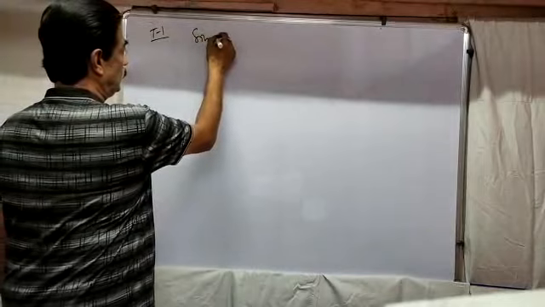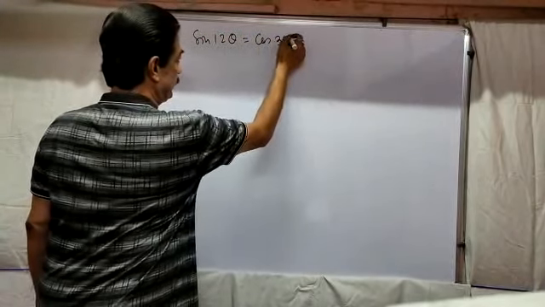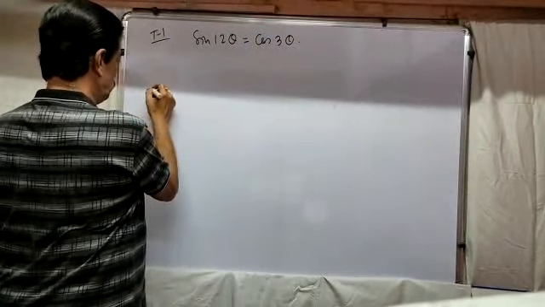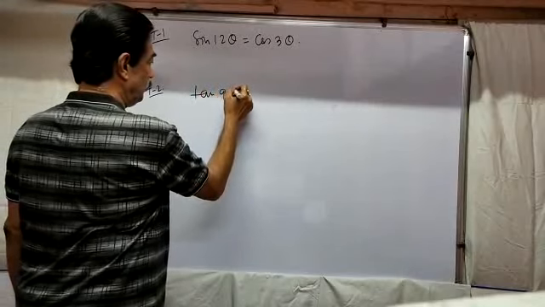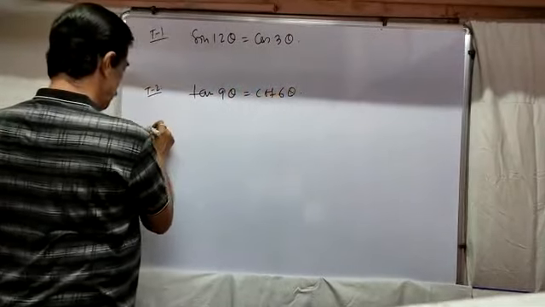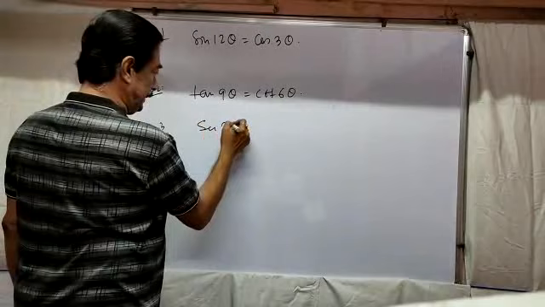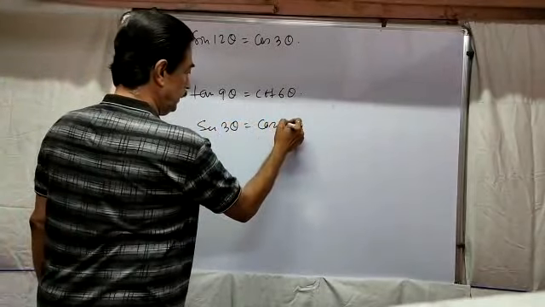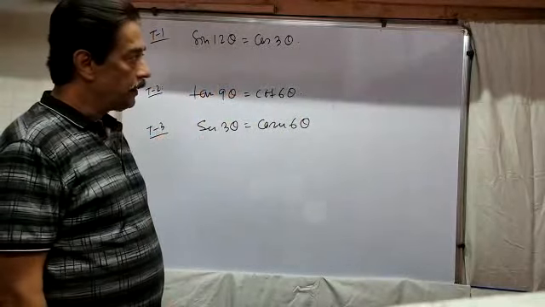Observe a question from home first. Type 1: sin 12 theta equal to cos 3 theta. 2: tan 9 theta equal to cot 6 theta. 3: sec 3 theta equal to cosec 6 theta. And you have to find out the value of theta.